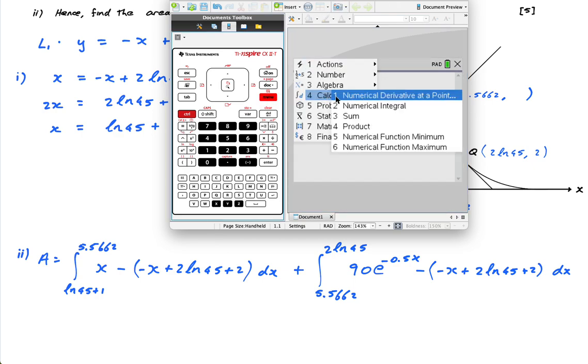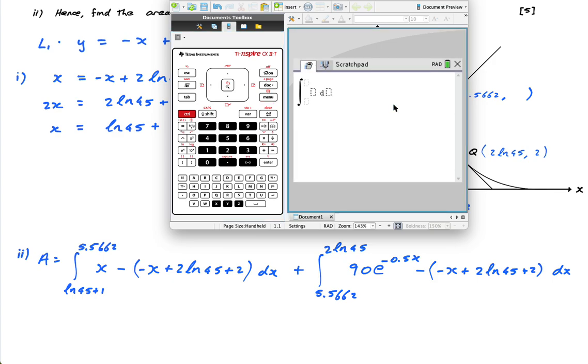Okay, I'm going to put all of this into the calculator in one go. So I have menu, calculus, numerical integral. The lower limit here is ln of 45 plus 1. If you want to make that a decimal, guys, that's absolutely fine. The upper limit is 5.5662. And then here I do x minus, and then brackets, minus x plus 2 ln 45 plus 2, close bracket, dx. So that's the first one.